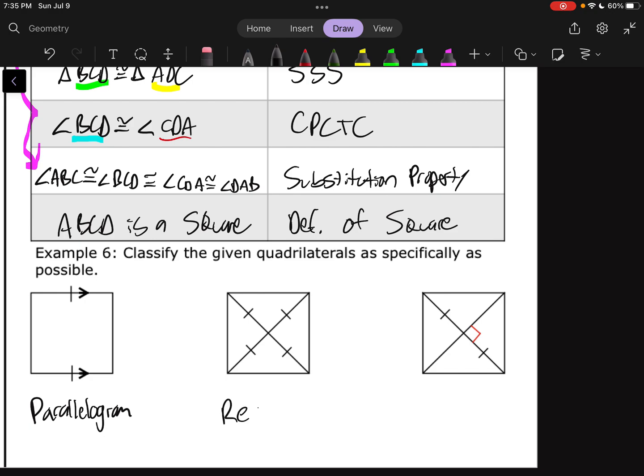That occurs in a rectangle and a square, but it's only safe to say that it's a rectangle because we don't know that those diagonals are perpendicular, or we don't know anything about the actual sides themselves. And lastly, we have a set of diagonals there forming a right angle, which occurs in a rhombus, a kite, and a square, but only that one diagonal is being chopped in half. So it's only safe to say that this is a kite.